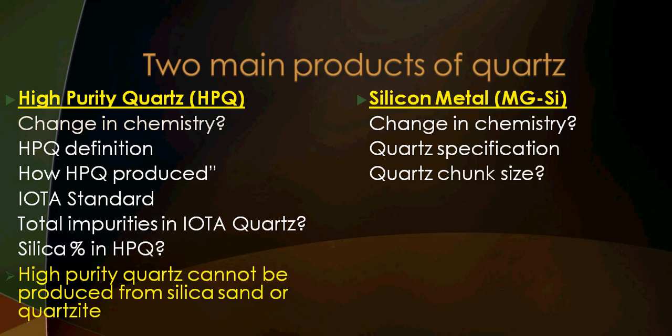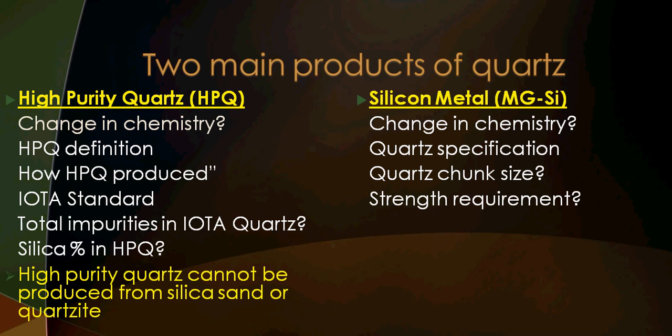And there is a size. When we break the quartz, it should be in a definite size. So for the production of silicon metal, we need chunks of quartz ranging between 3 cm to 15 cm. That is why silicon metal cannot be produced from silica sand, because silica sand is just 2 mm and smaller.